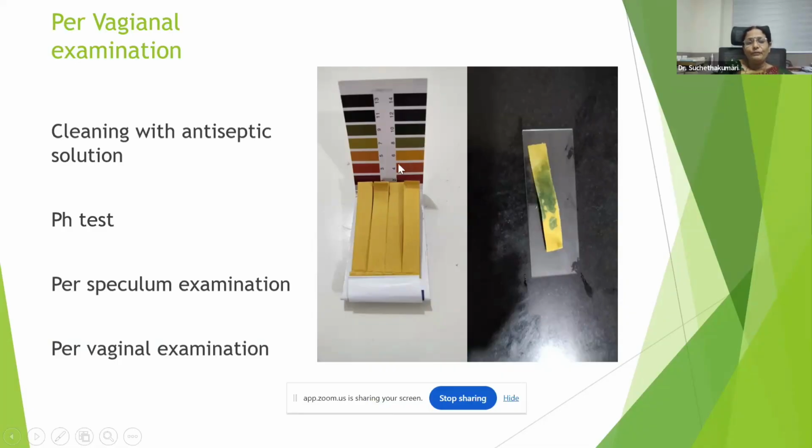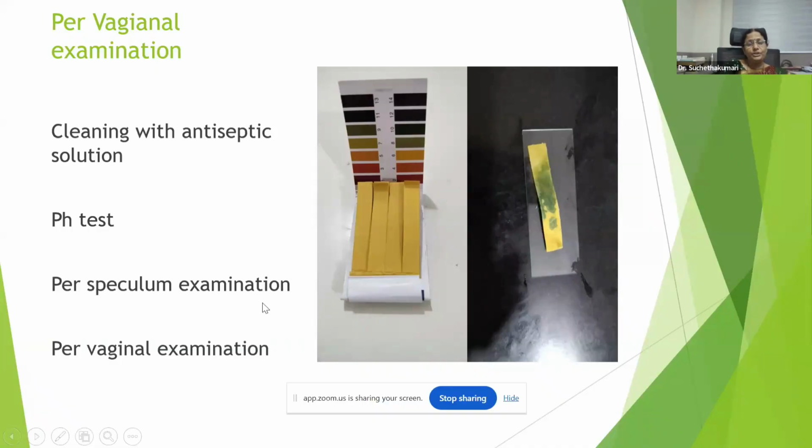There are different colors depending upon the pH of the strip which is immersed in the vagina, so then we can decide the pH. Usually, as we have seen, if there is infection, there will be a change in the pH, from the acidic state to the alkaline state. After seeing the pH, we go for the per speculum examination.